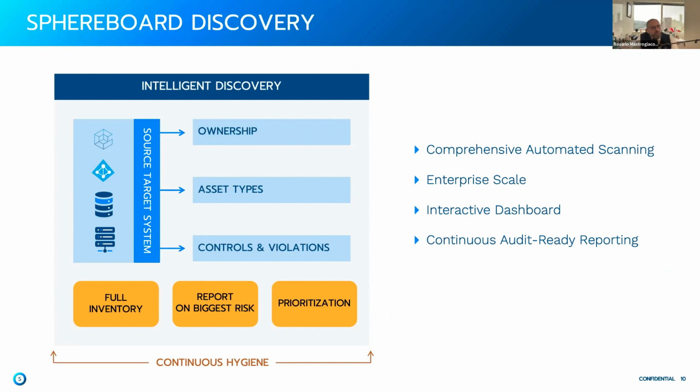We determine who should own these assets, who should own that server, who should own that account, who should own that relationship between one or more assets. We determine what the account type is. We determine, is this a service account? Is it an admin account? And the most important thing in terms of determining the asset type is that controls and violations overlay, right?